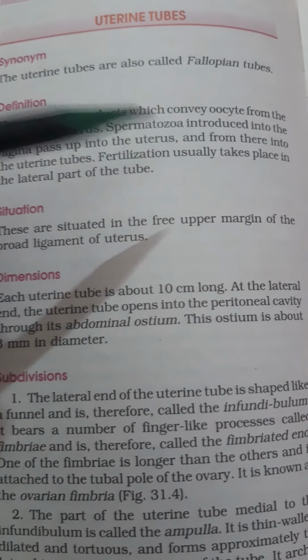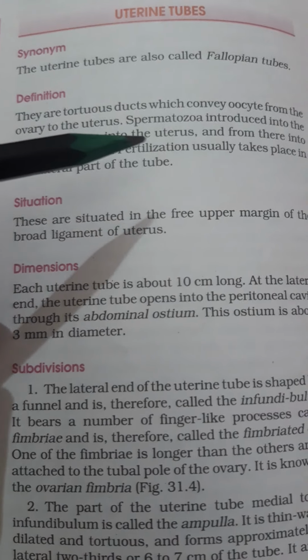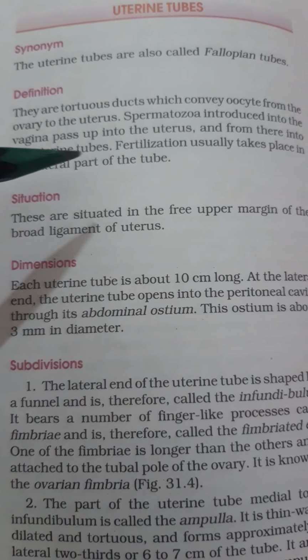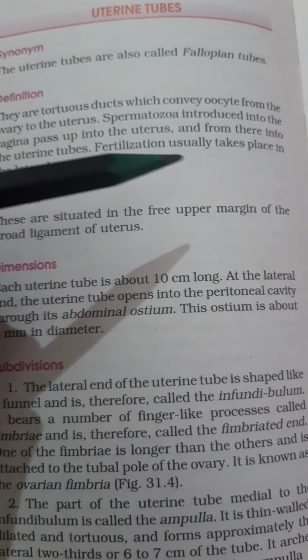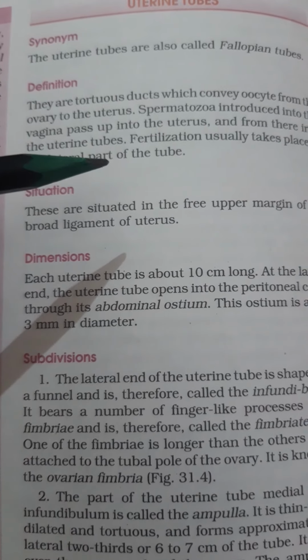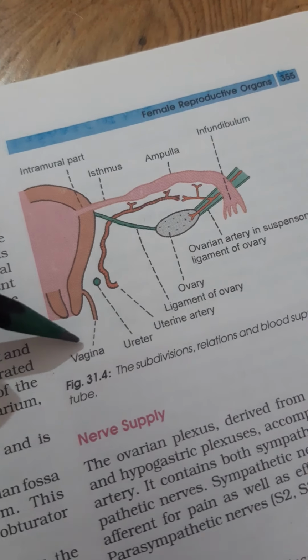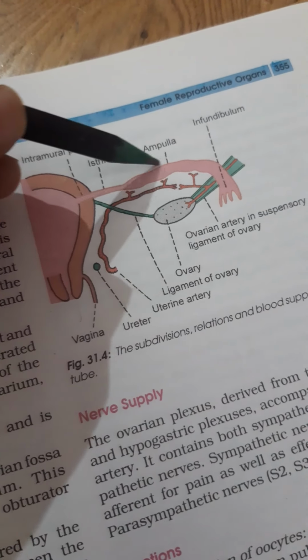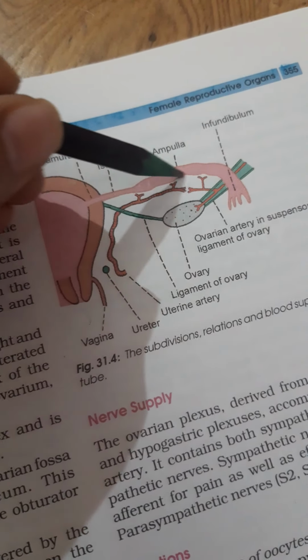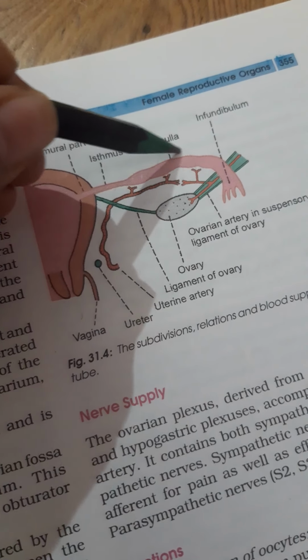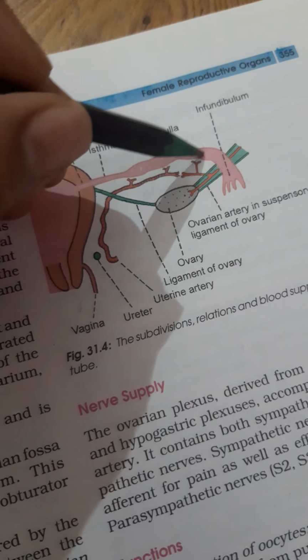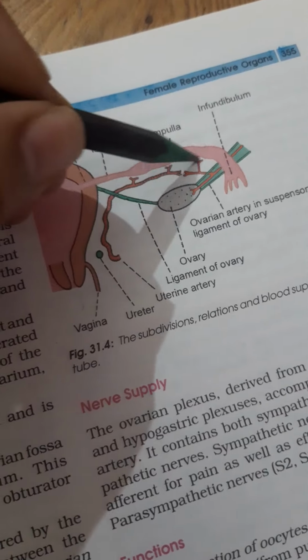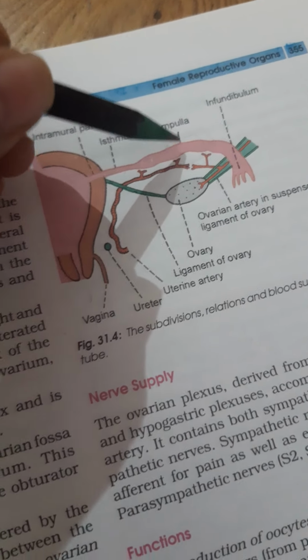The spermatozoa introduced into the vagina pass up into the uterus and from there into the uterine tubes. Fertilization usually takes place in the lateral part of the tube. So here the sperms enter and then they pass in this particular area of the uterine tubes, and fertilization usually takes place in this particular area, that is the ampulla of the uterine tubes.